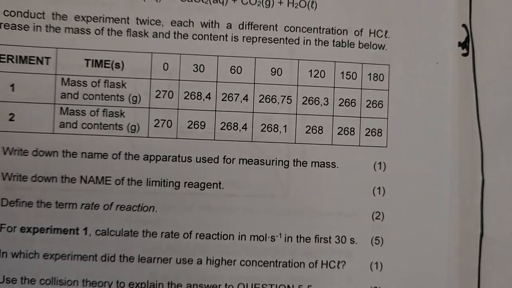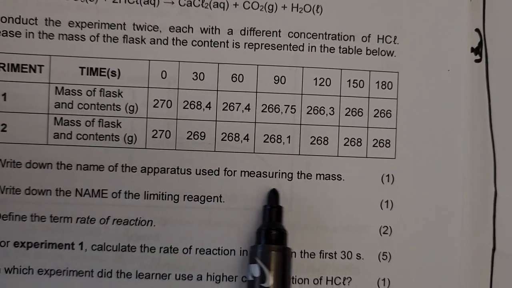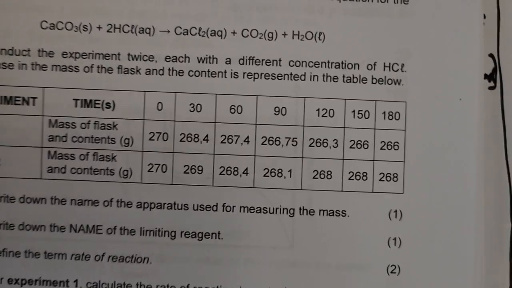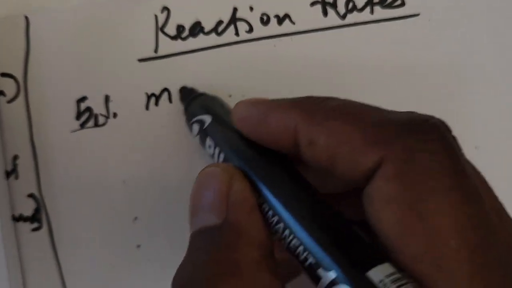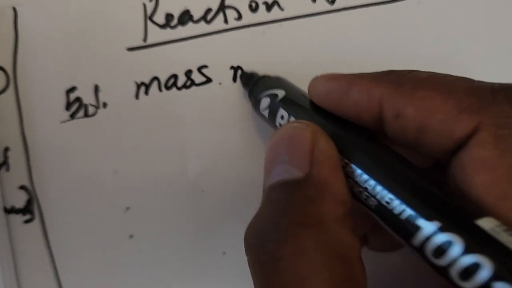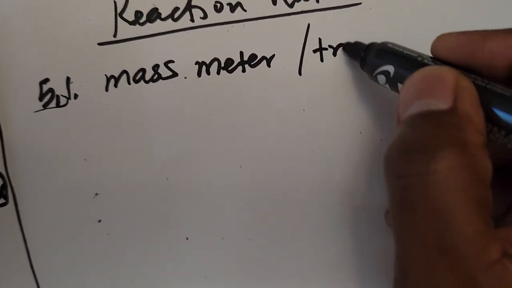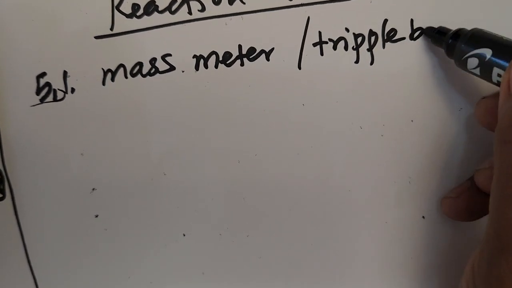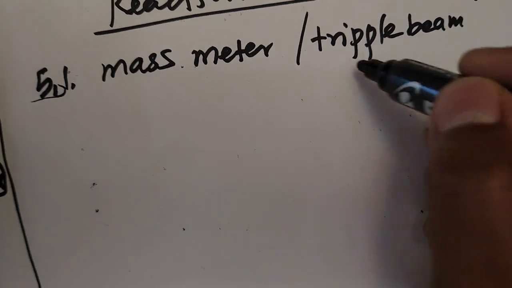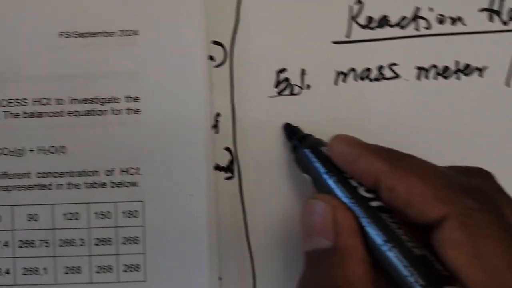So that's the one that causes the decrease in mass. Write down the name of the apparatus used to measure the mass. We use a mass meter in this experiment. Those who are old like me know that we used the triple beam balance. I used to use the triple beam balance. That is the old one, now no longer used, but anyway, it's fine.